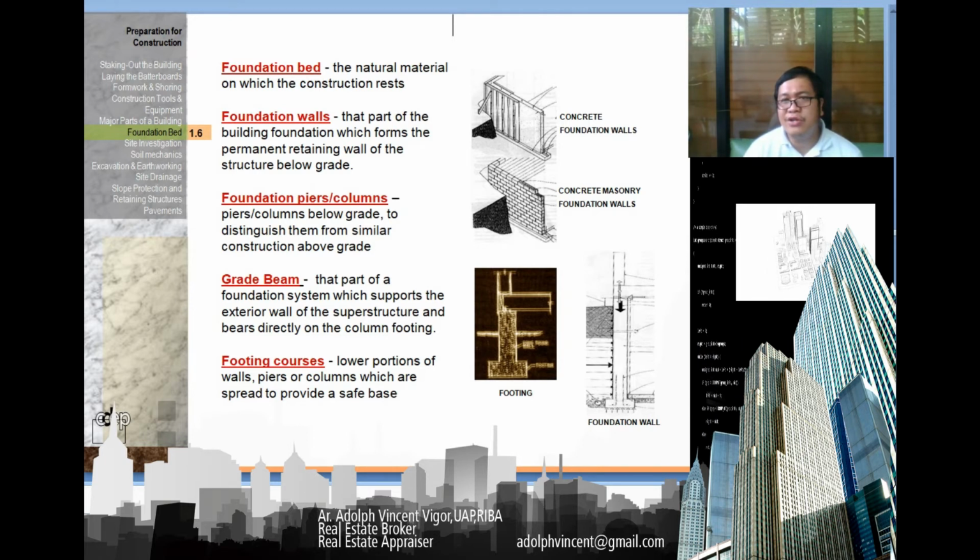And you have what you call a grade beam. This is the part of a foundation system which supports the exterior wall of the substructure and bears directly on the column footing. Then we have what you call the footing courses, the lower portions of walls, piers or columns which are spread to provide a safe base.